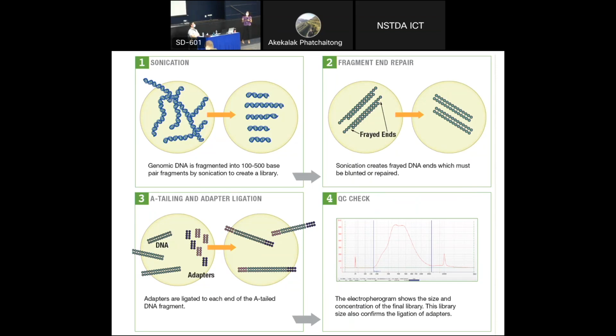And these adapters have priming sequences for the primers, and can also contain barcodes or indexes, which you could use to multiplex samples into one run, because the data output that comes out of these platforms is huge. You could combine several samples into a single run, and then you put a barcode with a unique sequence on each of the samples, so you can track back which sequence came from each sample. After you generate the library with the adapters, you just do a QC check to make sure that the size is correct. If it's too big or too small, the sequencing will not come out good.